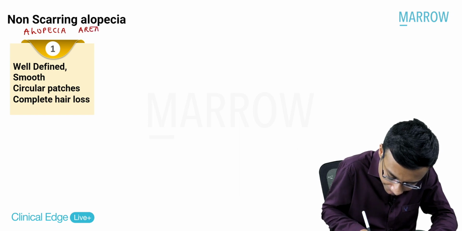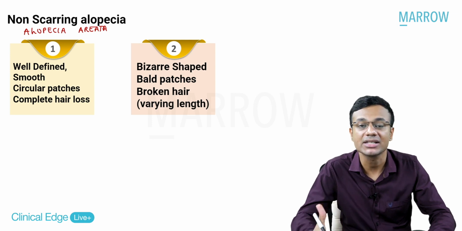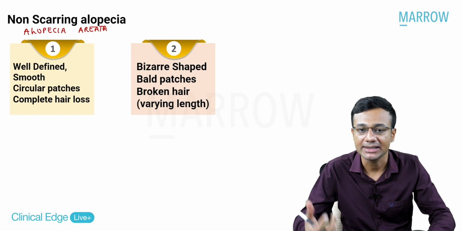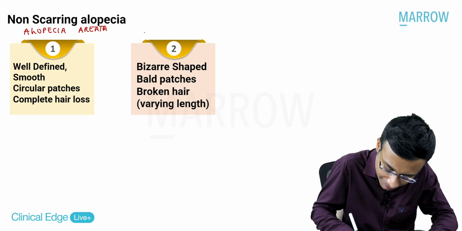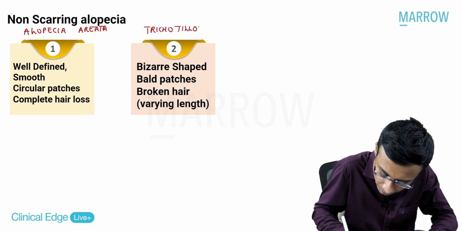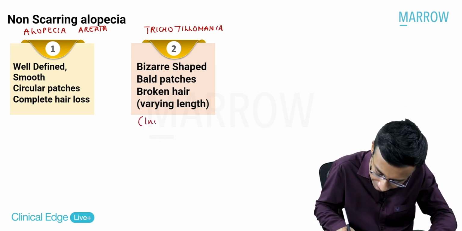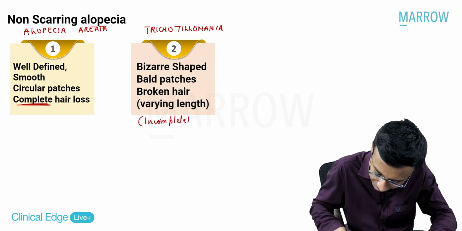Alopecia areata. The second situation which is mentioned here is a bizarre shaped bald patch with broken hairs of varying length. This is giving me a context of a psychiatric illness, and this is going to be called as trichotillomania. Sometimes the exam may also say incomplete loss of hair within the patch. So now we understand the difference between these two conditions.